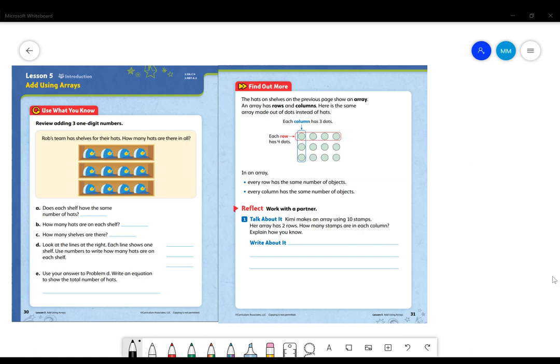Everyone say array. Array. Mr. Mason even said array. So let's go ahead and get started over here on our page with the hats.